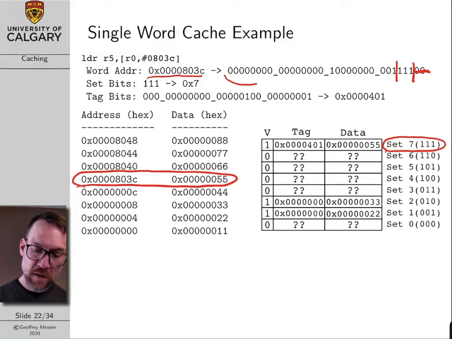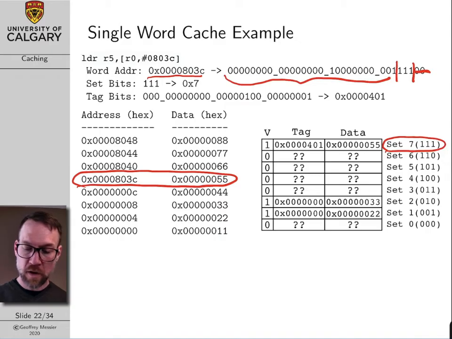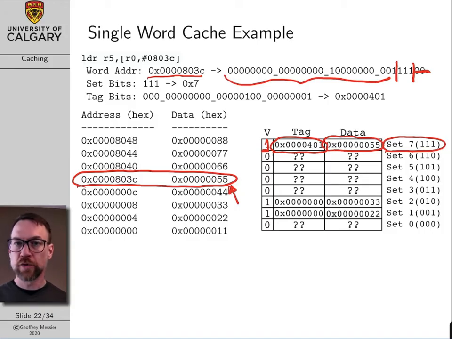These 27 bits, when you express them in hex, are 0000401, so it's hex 401. The data value we load into the data section of the cache is 55, because that's what's stored here. Our tag bits are now equal to hex 401, and our valid bit is equal to 1. You can see we're starting to fill in our cache a little now.